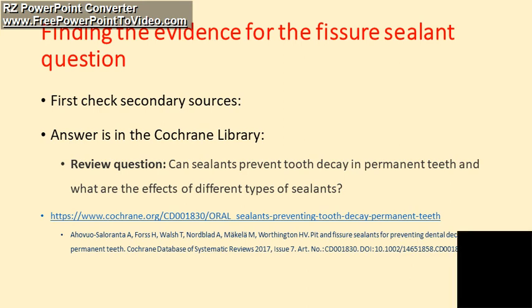Finally, for those who would like to follow up the example we looked at about fissure sealants, I'm pleased to say that there is already a systematic review available that will give you the answers, and it is in the Cochrane Library.